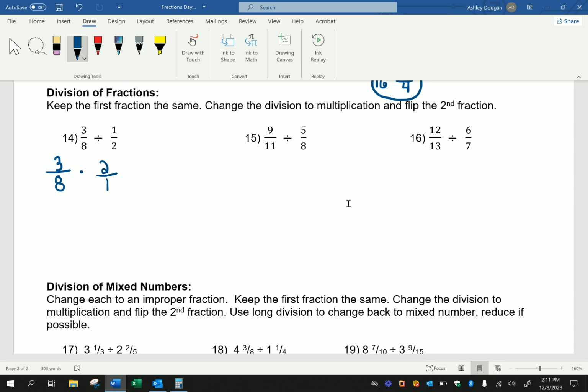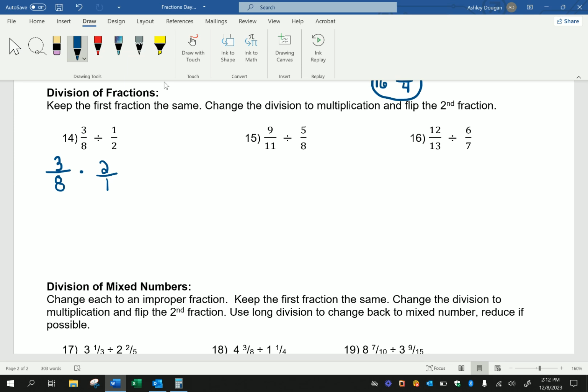And you've probably heard several different ways to refer to this. You may have heard multiply by the reciprocal. That just means multiply by the second value flipped. Sometimes we say the KFC method: keep, flip, change. Keep the first fraction the same, flip the second fraction, and change the division to multiplication.